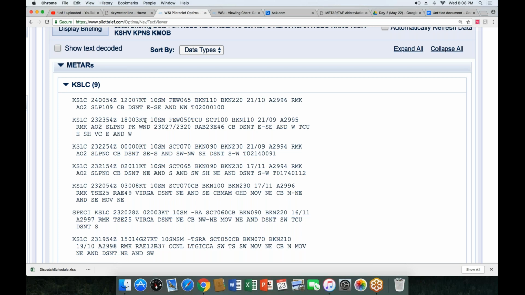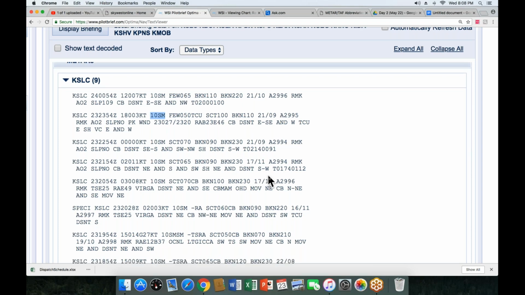And then this 10 miles is sufficient. The S, just remember, stands for statute. So we just read it as 10 miles of visibility. And that's sufficient. So no, but you did really good with it. That's exactly what I want to see.